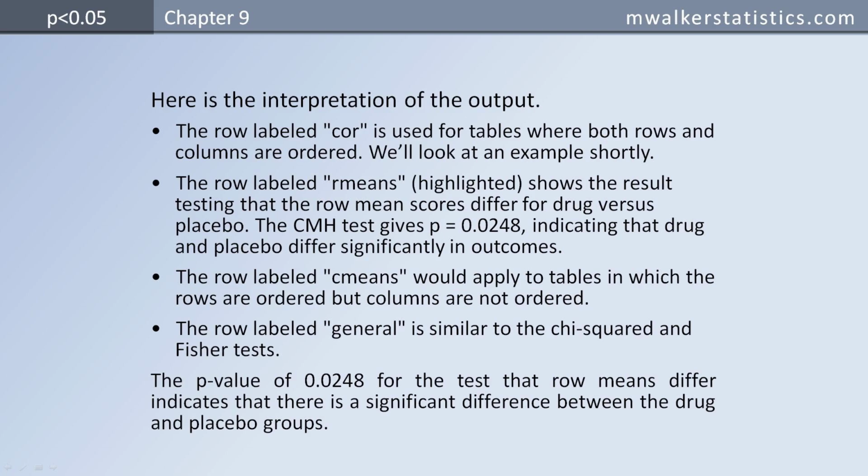3. The row labeled cmeans would apply to tables in which the rows are ordered but columns are not ordered. 4. The row labeled general is similar to the chi-squared and Fisher tests. The p-value of 0.0248 for the test that row means differ indicates that there is a significant difference between the drug and placebo groups.